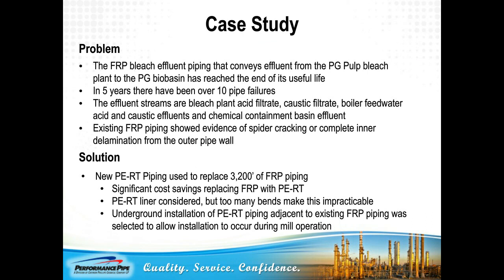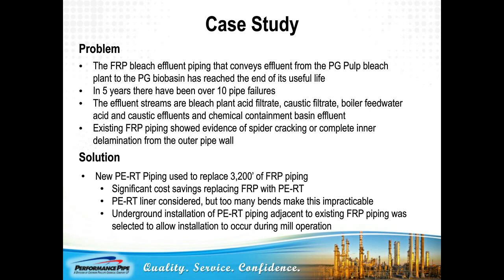In the last 5 years, there had been 10 major failures in the FRP piping that presented significant environmental issues as well as production shutdowns to the mill. The failures were primarily attributed to improper pipe bedding and improper joint assemblies with the FRP. Because temperatures of the line reached as high as 175 degrees Fahrenheit, traditional PE4710 material was not a good option.